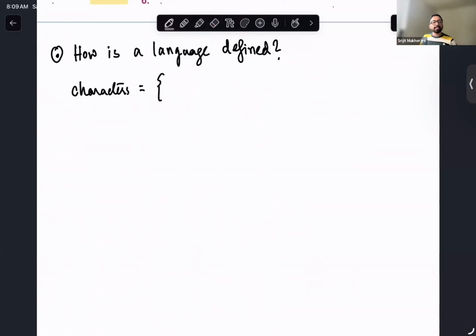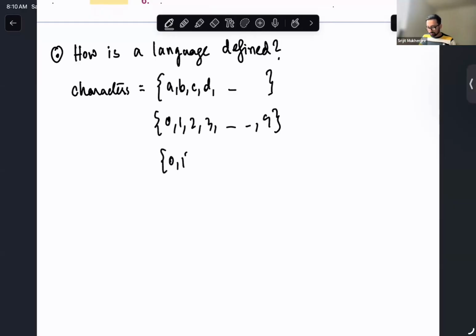Let's say if you take the English language, A, B, C, D. Even numbers are a language: 0, 1, 2, 3, 4, 9. It's a language, right? Mathematics, like integers, is a language. That's why even bits, zeros and ones, are a language. Now, why is it a language? The same modeling I will discuss. Did anyone hear about Claude Shannon?